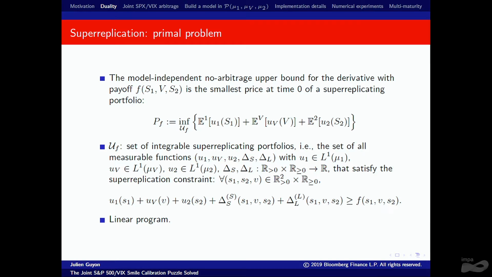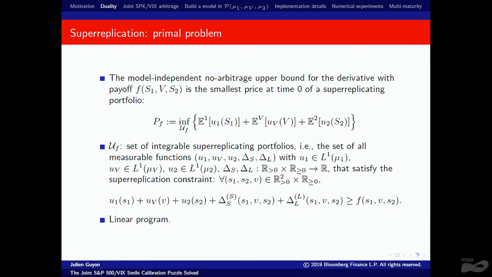So you have a payoff F, for instance, F of S2 over S1, if it's a forward start option. You want to super replicate it using those hedging instruments that I mentioned before. So you're considering all the super replicating portfolios: U1, UV, U2 are the vanilla options, delta S, delta L, the two delta strategies that super replicate F in all possible states of the world. And then you're interested in the cheapest super replicating portfolio. And that's exactly an LP problem, right? You have your parameters U1, UV, U2, delta S, delta L. They satisfy linear constraints, and the objective is linear.